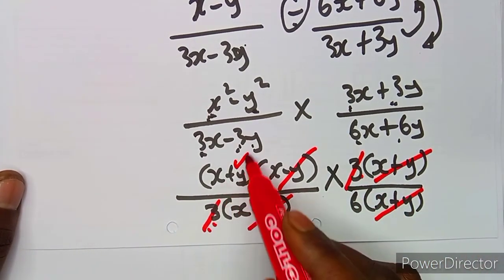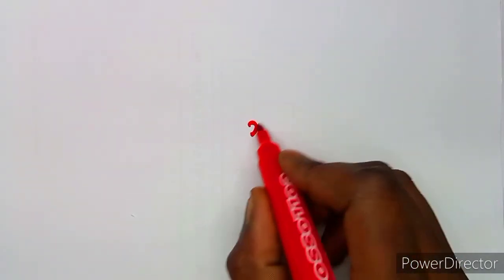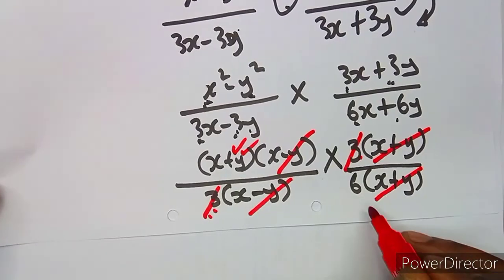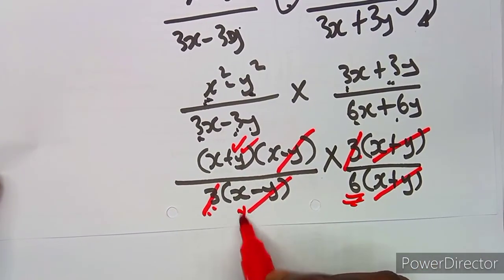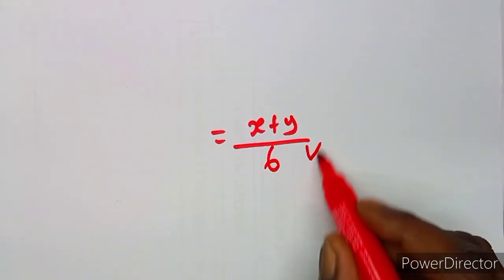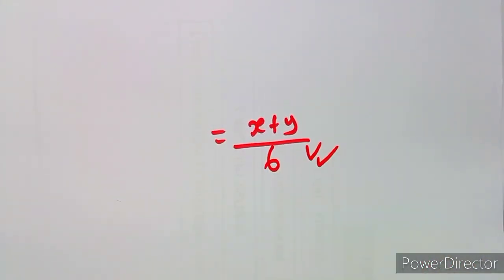Okay, so you're just left on top with x plus y, and in the denominator just left with 6, because it's the same as 6 times 1, because this and 3 cancelled. So you're just left with a 6 there, just like that. Okay, so as you can see, guys, that's how they can ask these questions and what you're supposed to do.